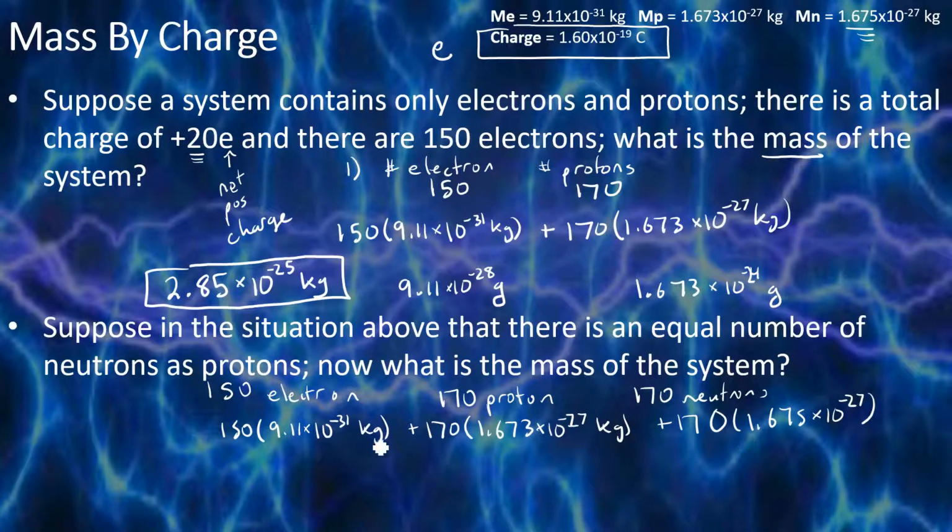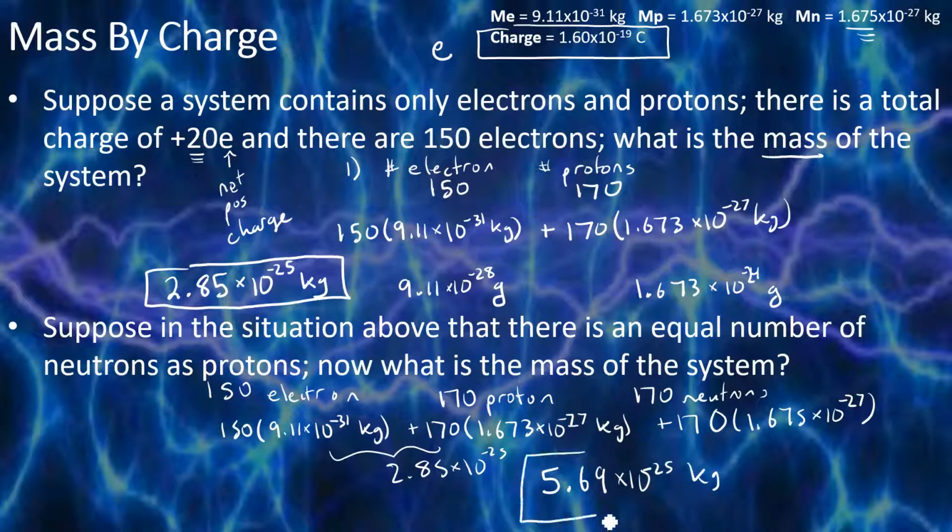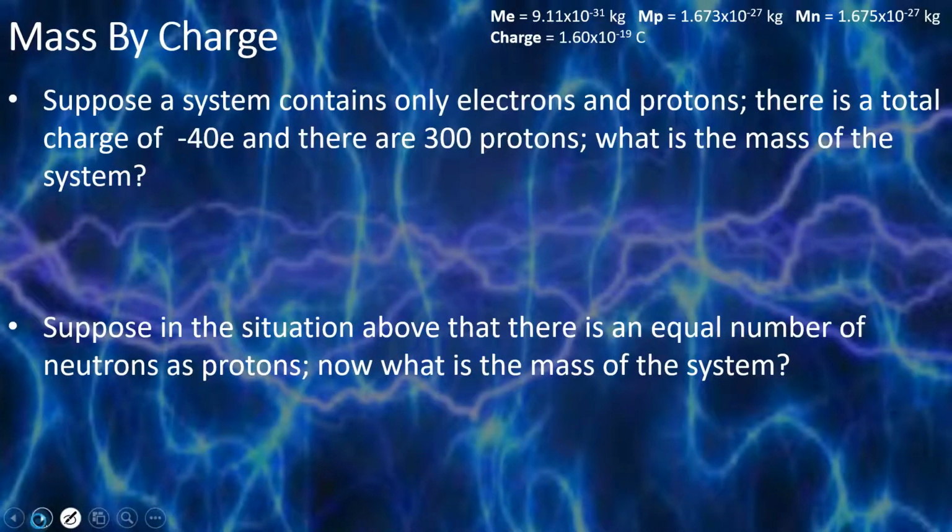That's all in kilograms. So we already did this piece right here, and that piece was 2.85 times 10 to the negative 25th. So we just need to add in the neutrons. So I'll type that in. And hopefully you can verify. And I get a total of 5.69 times 10 to the negative 25th kilograms. All right, let's go on.